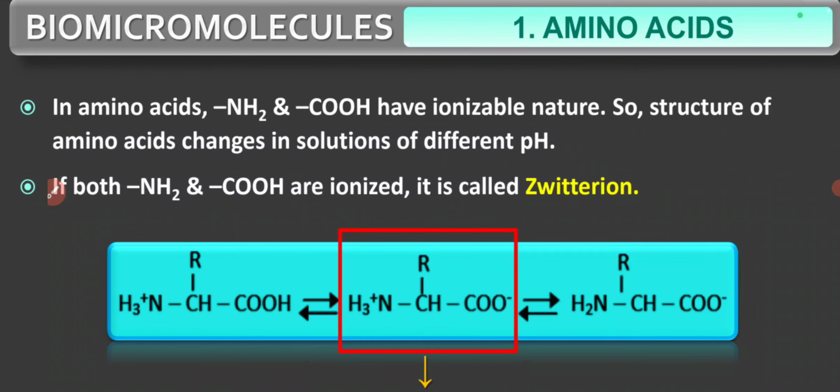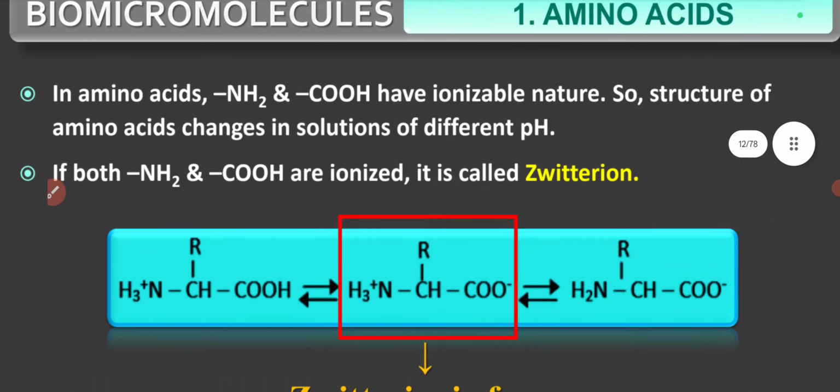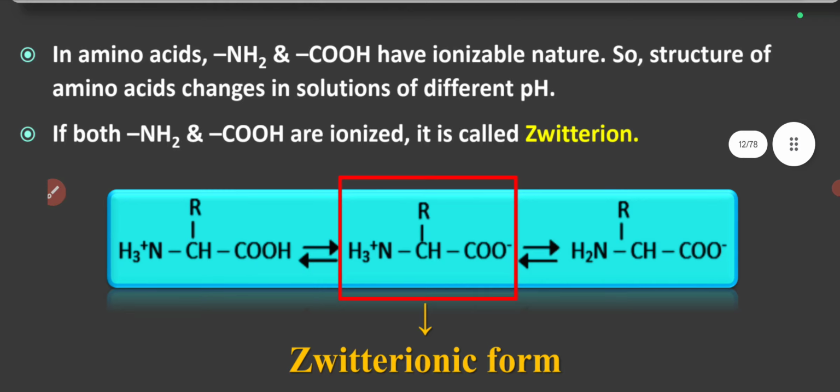In amino acids, NH2 and COOH have ionizable nature. So the structure of amino acids changes in solutions of different pH. If both NH2 and COOH are ionized, it is called zwitterion. As you can see in this diagram, the zwitterionic form.